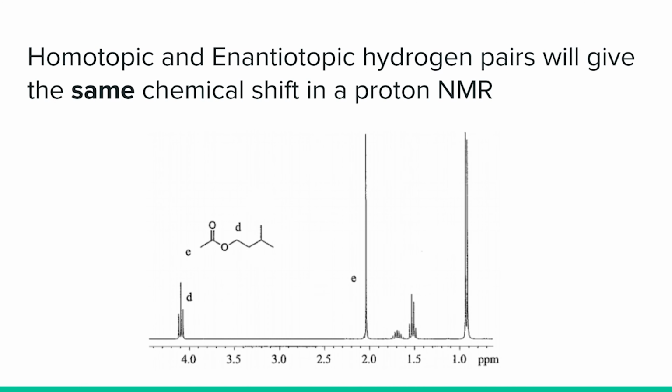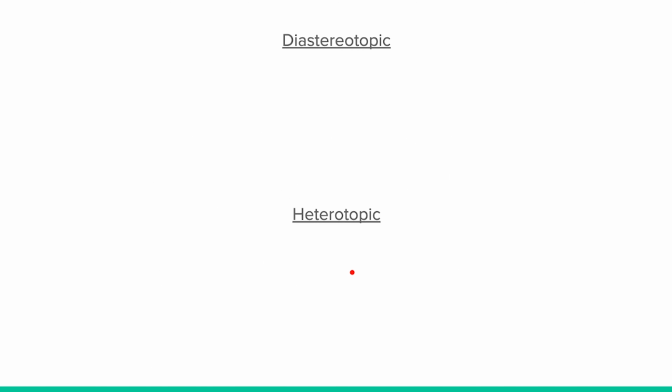The reason why I coupled both of these together is because homotopic and enantiotopic hydrogen pairs will give the same chemical shift in a proton NMR. So let's look at the molecule. Here we have this methyl group. Let's consider all of them as E hydrogens, and let's label these two hydrogens as D hydrogens. Notice that the enantiotopic pair will give the same chemical shift, and the homotopic hydrogens will give the same chemical shift.